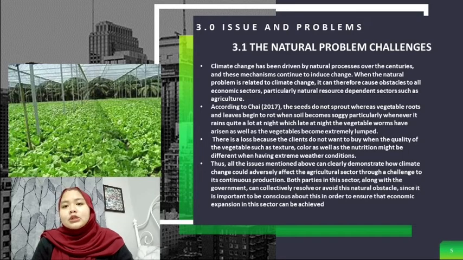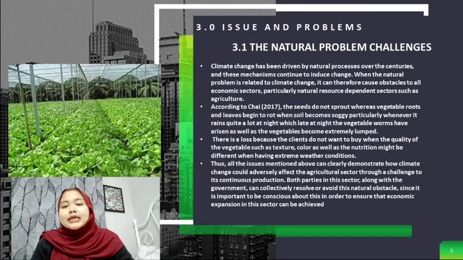So the vegetable worms have risen as well as the vegetables become extremely lumpy. So there is a loss because the clients do not want to buy when the quality of the vegetables, such as the texture, color as well as the nutrition, might be different under extreme weather conditions. Thus, all these issues mentioned above clearly demonstrate how climate change could adversely affect the agriculture sector through a challenge to its continual production.